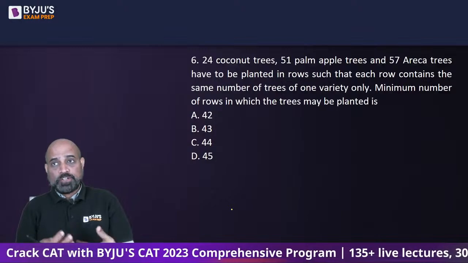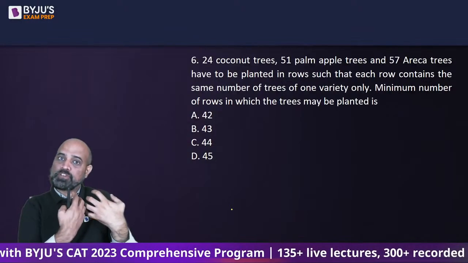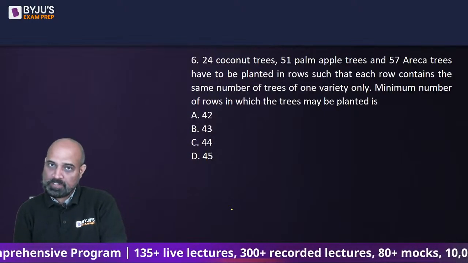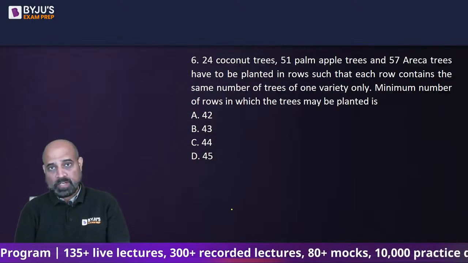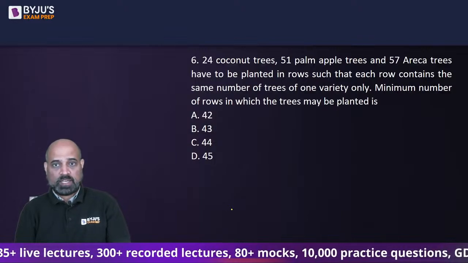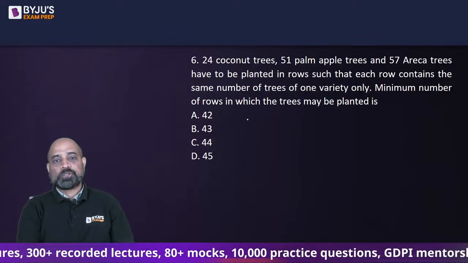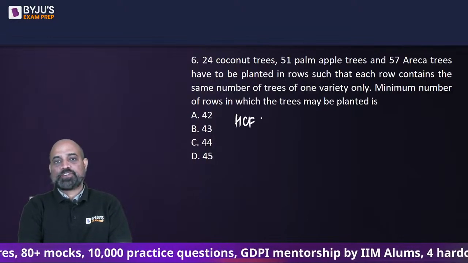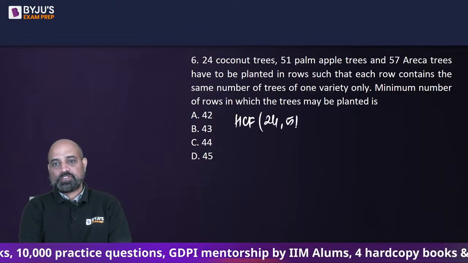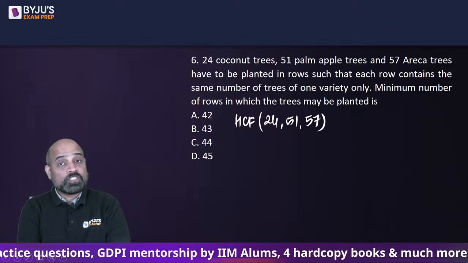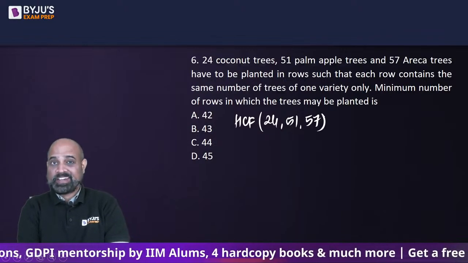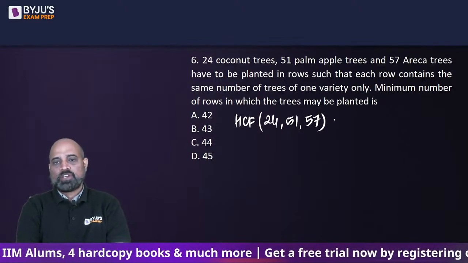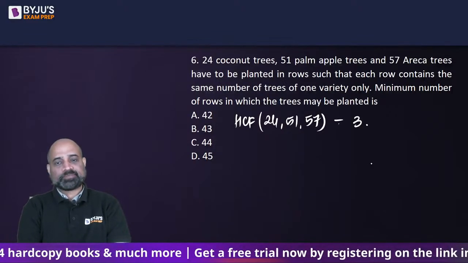So I need to find a number which is used to make 24 as well as 51 and as well as 57, right? That number is 1, next number is 3, and that's it. So that would mean that if I take the HCF of 24, 51 and 57, this will give me the lowest number of rows. If I take a common factor, it may or may not give us the lowest number of rows. So this is going to be 3.